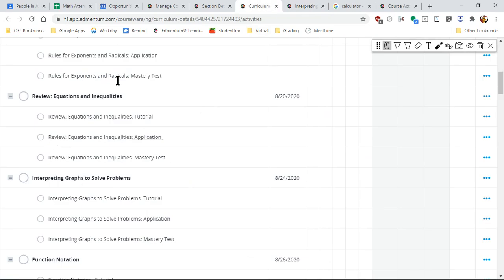So remember, it's Tuesday, and by Wednesday at midnight, you guys should have your application and your mastery test done. The application, I don't care if you guys get it wrong. It's not even going to be weighted in your grade. It'll give you a score, but just to kind of show you guys something.